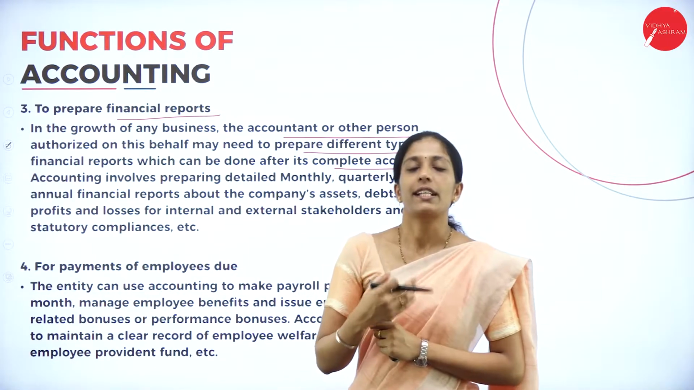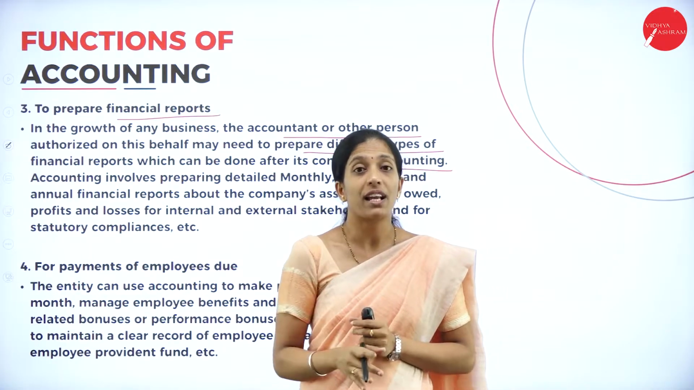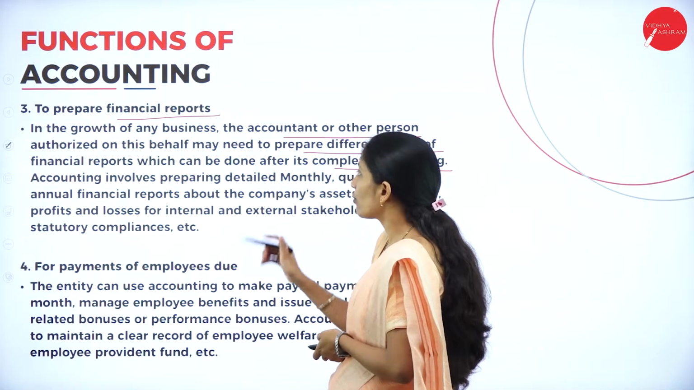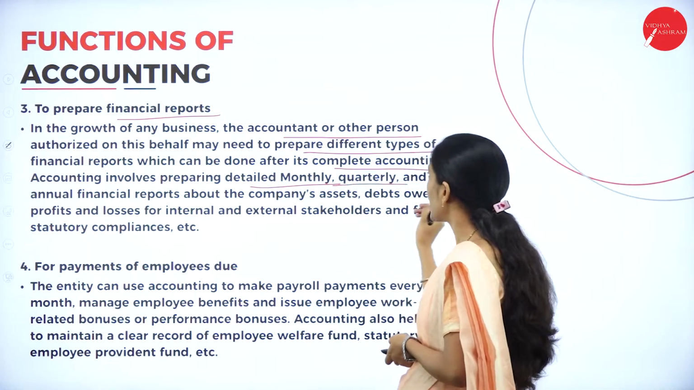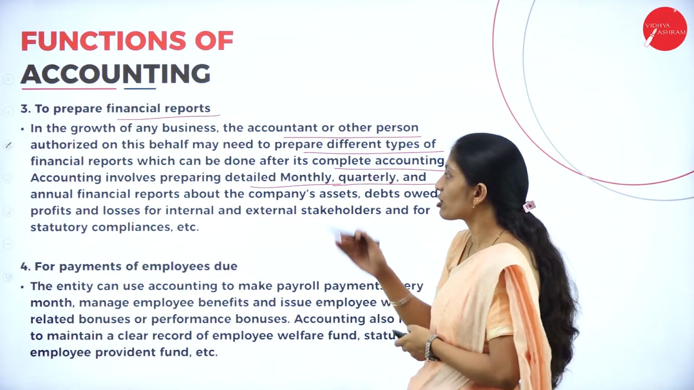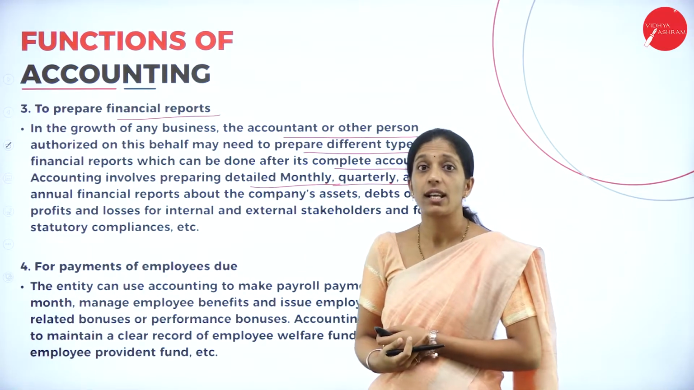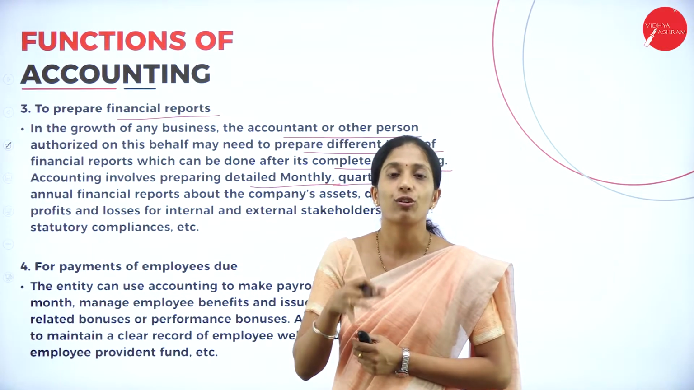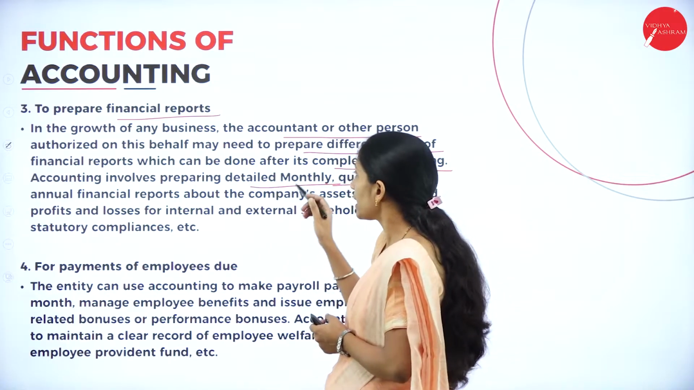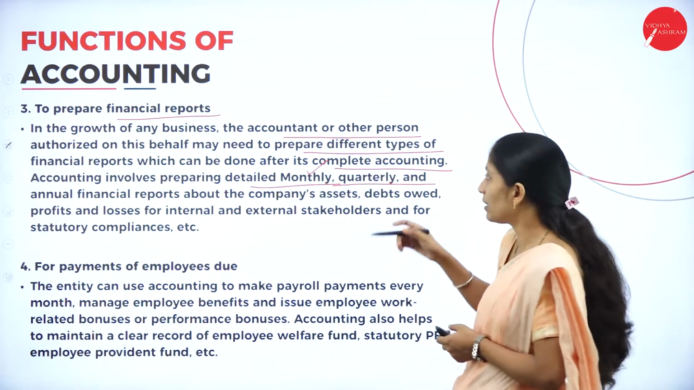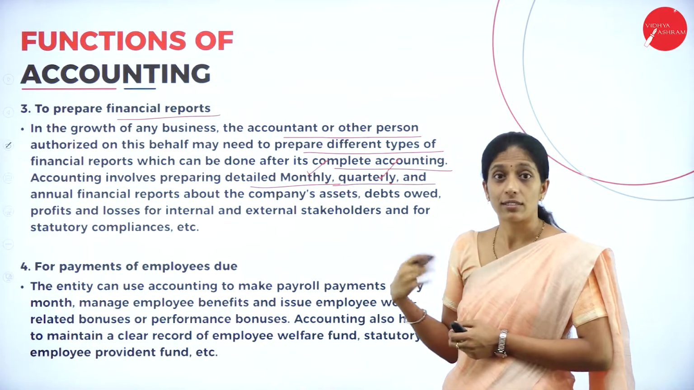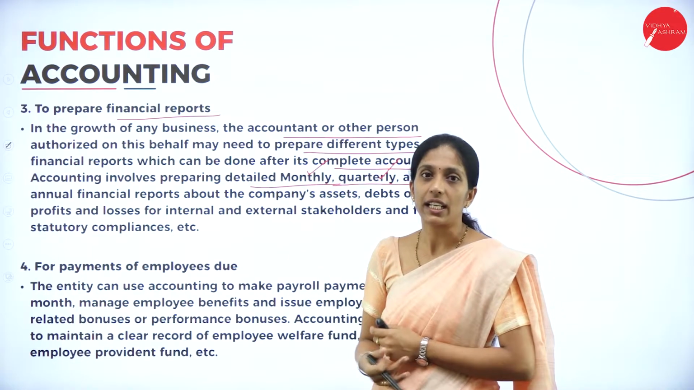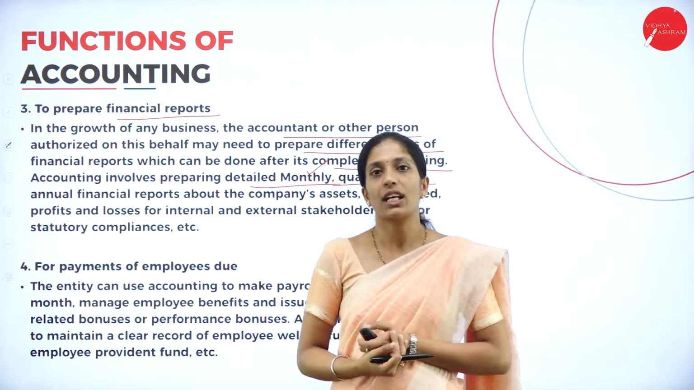of the business. It is prepared by the accountant, or on his behalf some other person can also prepare the financial statement. So accounting involves proper detailed monthly, quarterly as well as annual financial reports about the company's assets, liabilities, cash, expenses, incomes. So all these will be included in the financial reports, and it may be done at the end of every month, that is monthly, or for 3 months, that is quarterly, or half yearly for 6 months, or for a particular year. It can be prepared and presented to the users.